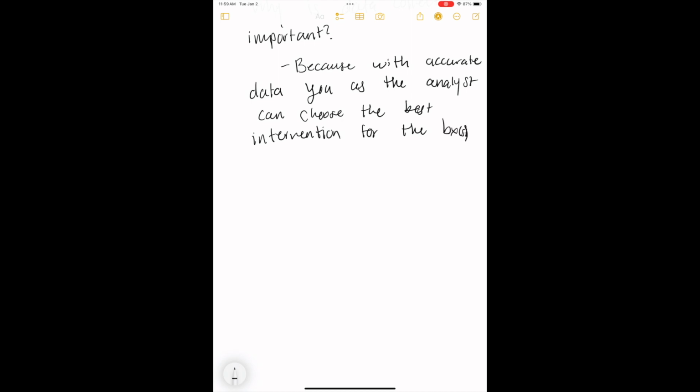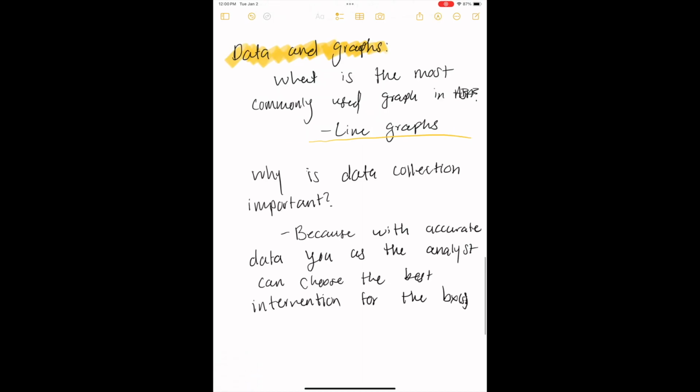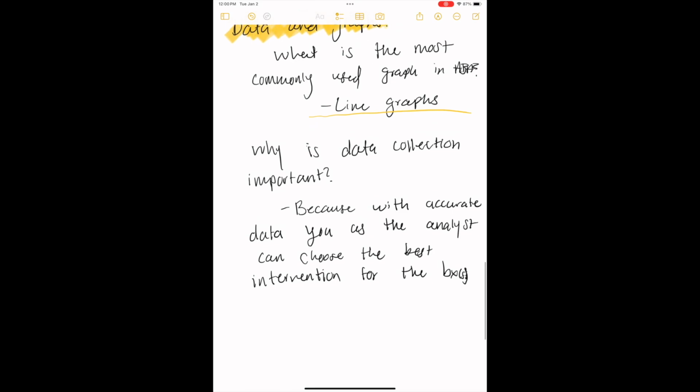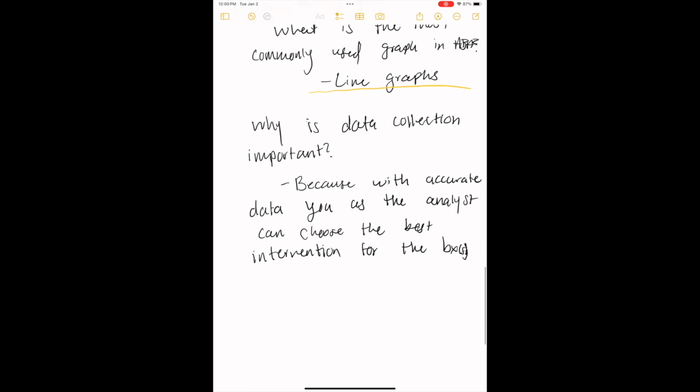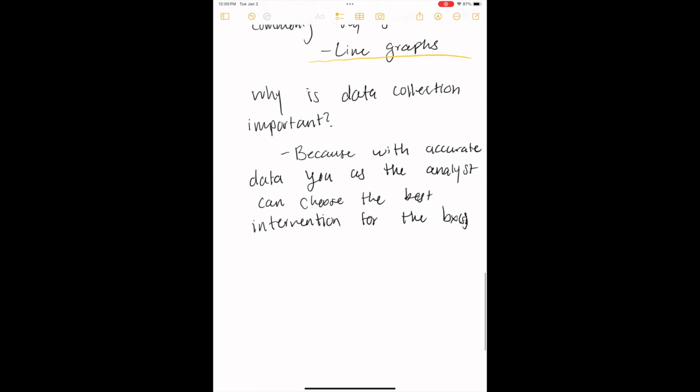Or behaviors. Right. But I really don't think that they're going to ask you this. I would probably bet a lot of money that they're going to ask you what is the most commonly used line graph in ABA versus why is data collection important. But I don't know. Maybe they would ask you that.